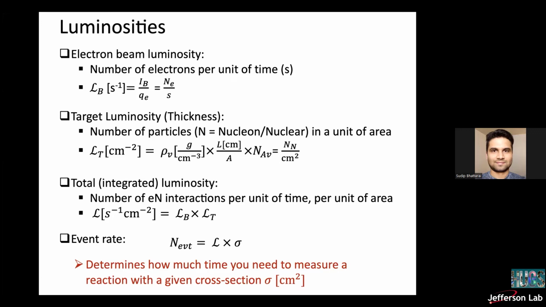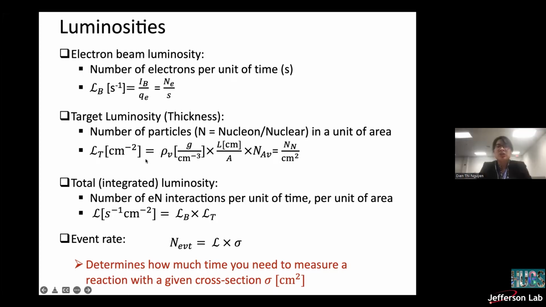So why do I care about electron beam luminosity? What we care about is really the total luminosity. The total luminosity depends on how high a beam current you go, how thick a target you can provide, and how much beam current the target can handle in different facilities. So that's why I try to break the total luminosity into different parts, to help you understand better what goes into the total luminosity.